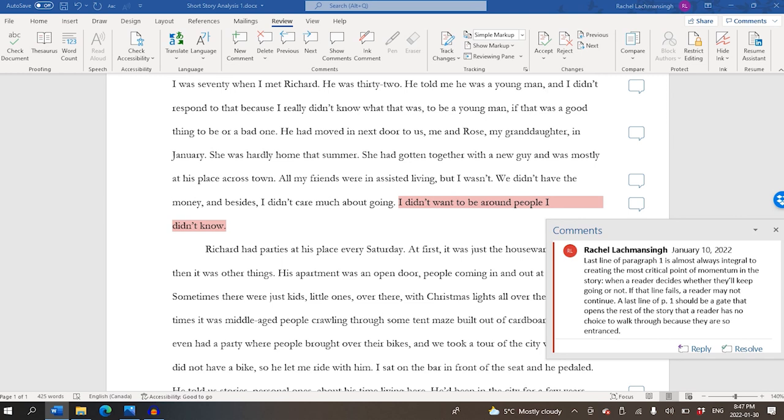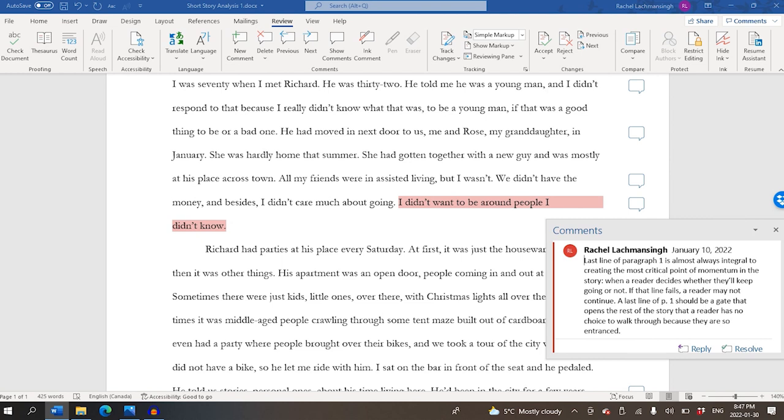For me, and how I also read when I'm reading the slush pile for magazines, this is the moment when a reader decides whether they'll keep on going or not. So if that line fails, a reader may not continue. And I say that because the first paragraph of a short story can often be like its own little contained story. It's a jumping off point. It should successfully tug a reader in.